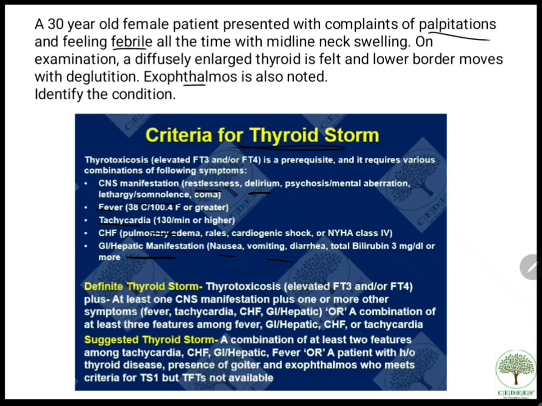So if either of these criteria are fulfilled with at least one CNS manifestation plus one or more other symptoms, or a combination of at least 3 features, it would be fulfilling the criteria for a thyrotoxicosis or a thyroid storm. So this condition here is a thyroid storm or thyrotoxicosis.